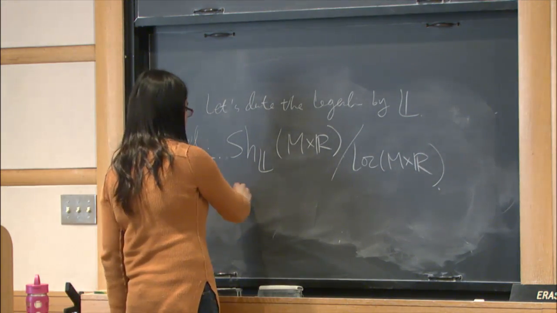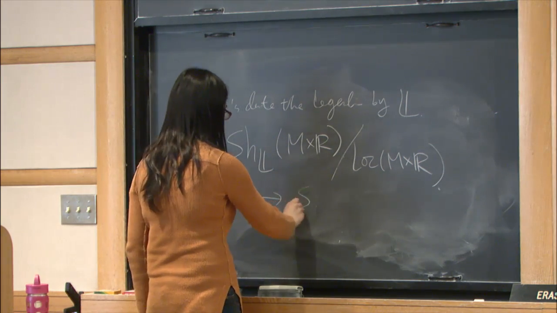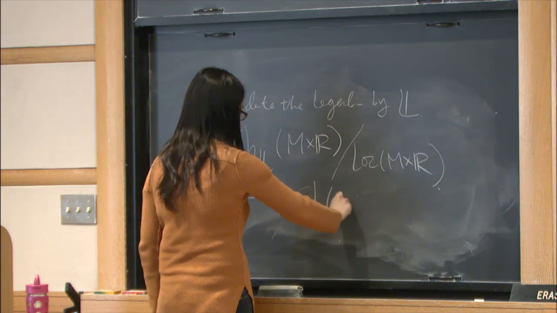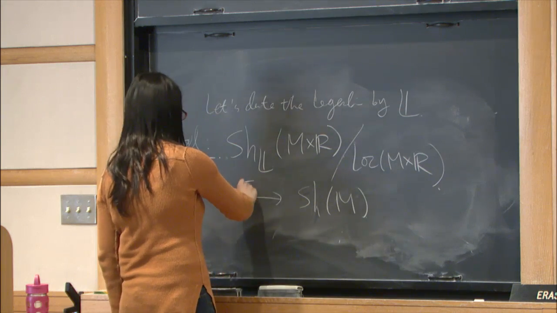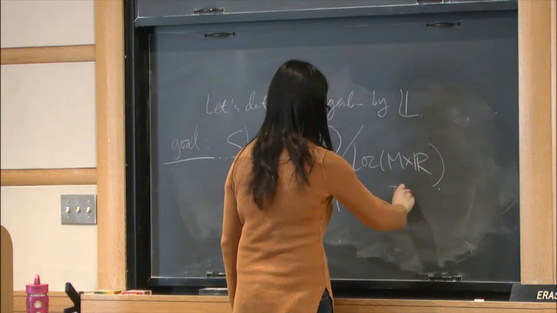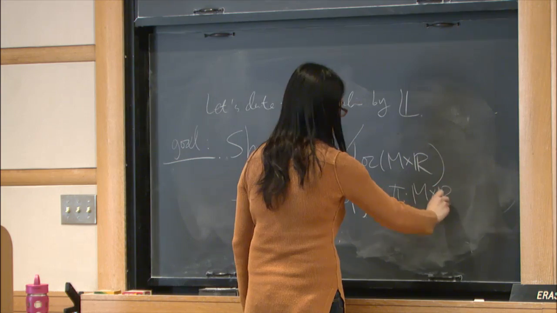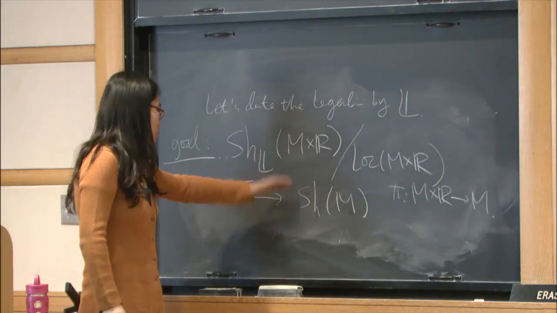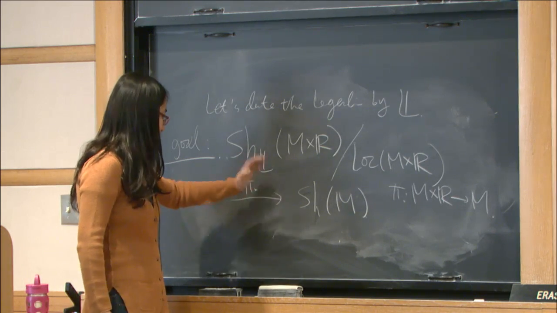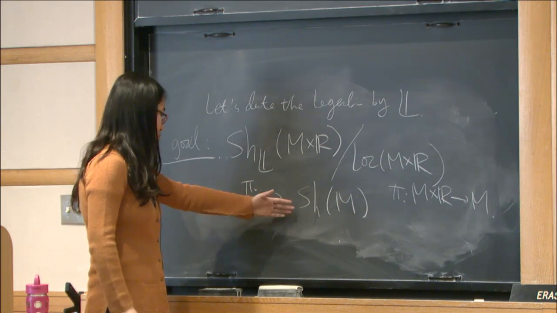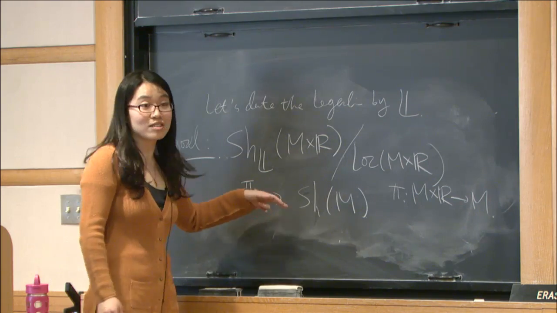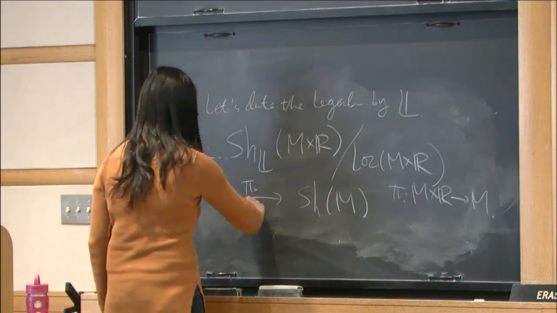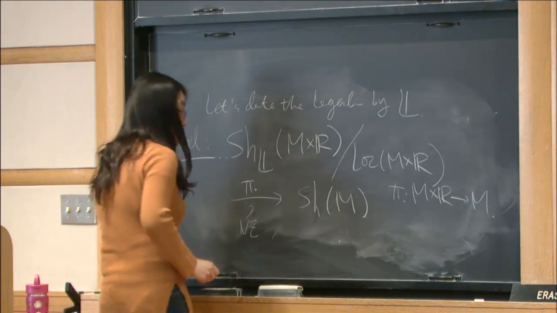And also, furthermore, one can do push forward to sheaves on M. So we have pi from M cross R to M. One should view this push forward functor as giving something close to the Nadler-Zaslow. So this is some realization of Nadler-Zaslow.